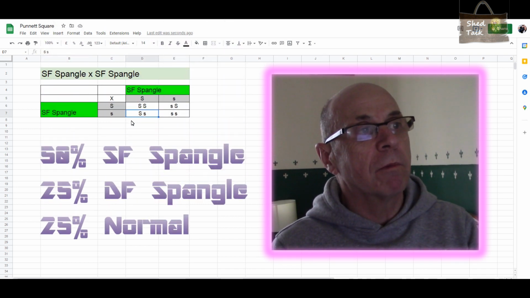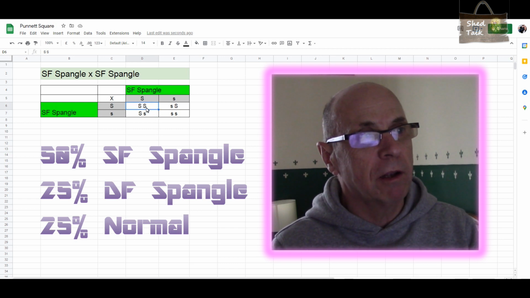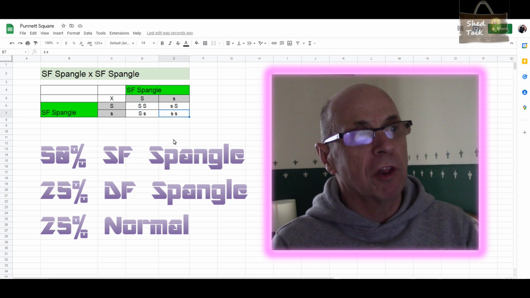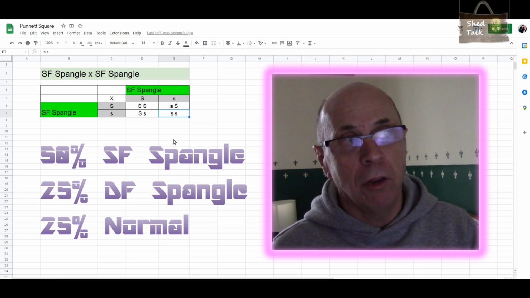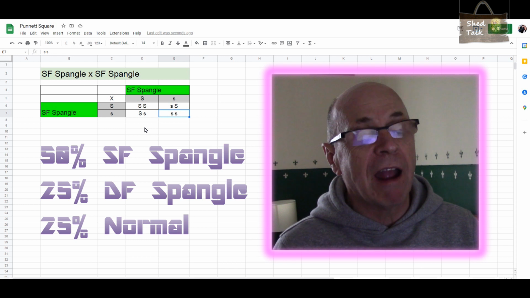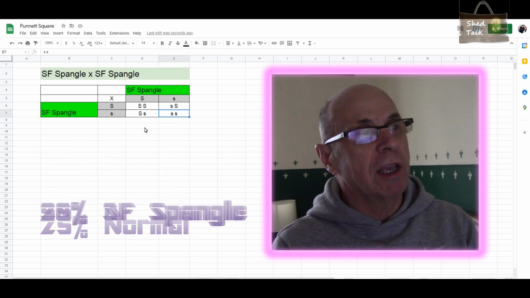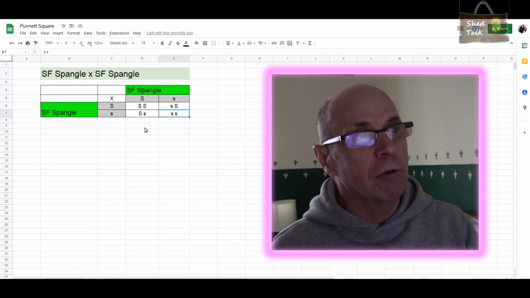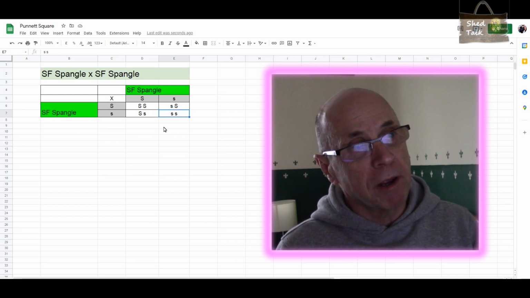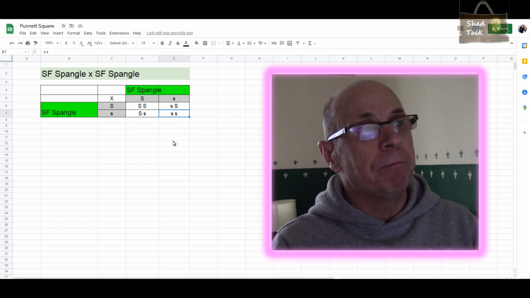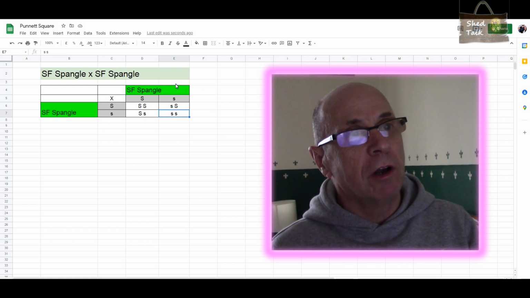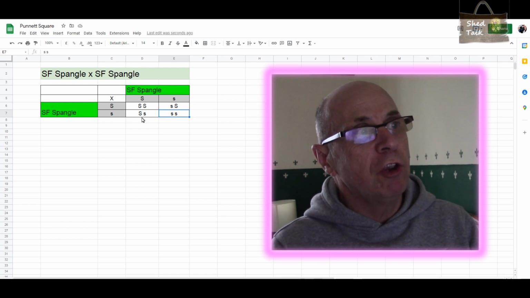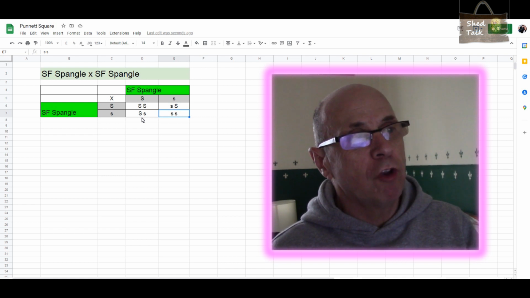So we can see from this square here and this square here, 50% of the birds will be single factor Spangles, 25% of the offspring would be double factor Spangles, and 25% would be a normal bird. So that's averaging it out. So we would get 50% single factor Spangles, 25% double factor Spangles, and 25% normals. So there we go, that's how you work out the codominant varieties.